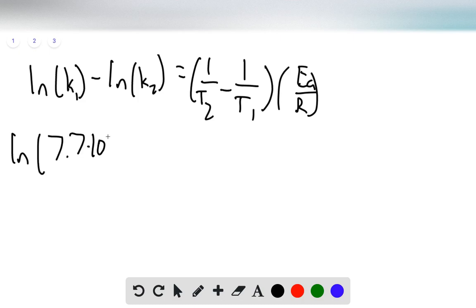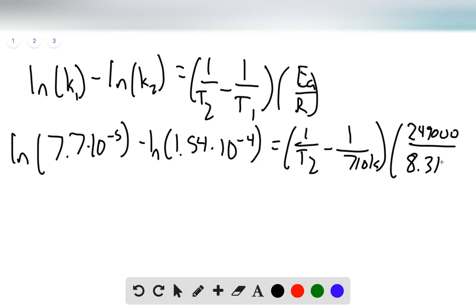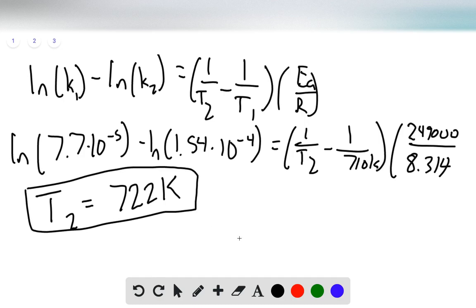We have our rate constants, 1.54 times 10 to the minus fourth. So this is if the rate constant is doubled. And so we're looking for our T2, and our T1 is 710 Kelvin. And then our activation energy, 249,000 joules per mole. Our R value, 8.314 joules per mole Kelvin. And when we rearrange all of this and solve for T2, we get that our answer is 722 Kelvin. And that's the final answer.